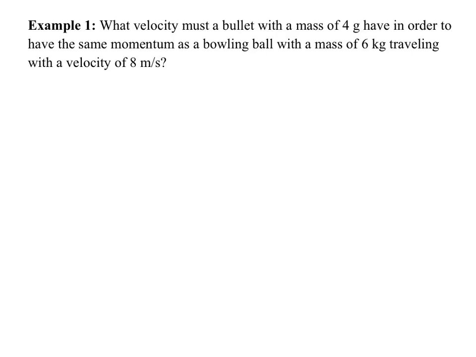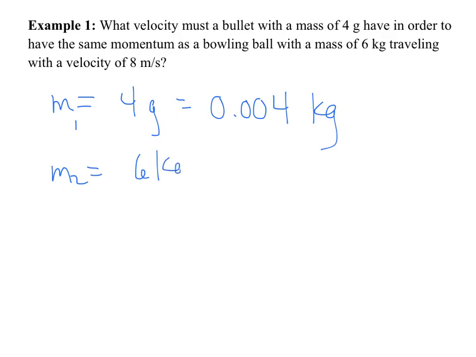So let's come up with the velocity of the bullet so that it has the same momentum. Look at the mass of the bullet. It is so small. What is the mass of the bullet in kilograms? 0.004. The mass of the bowling ball, though, is 6 kilograms. Since the mass of the bowling ball is significantly larger, what can you conclude before doing any math about the velocity of the bullet? A much higher velocity. And think logically. A bowling ball traveling pretty slow still has a lot more momentum than a bullet.